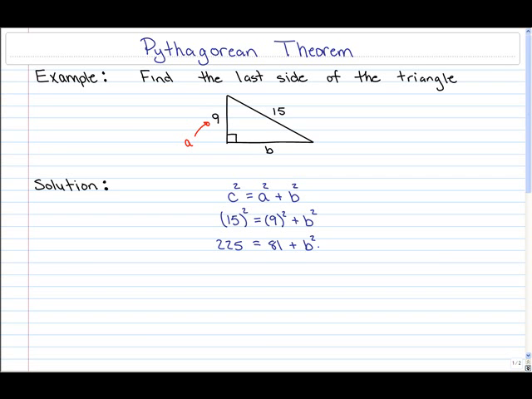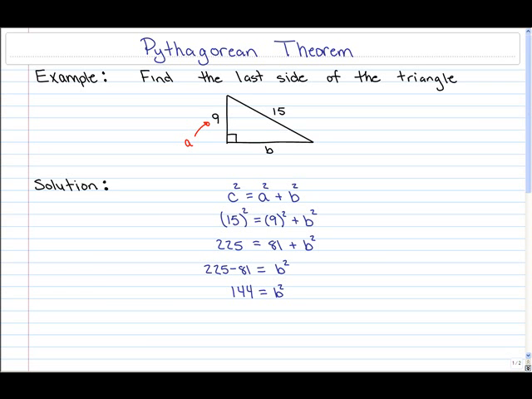Again, the main goal here is to try to solve for B. So what I'm going to do now is subtract 81 from both sides. So I'm going to subtract 81 on the left-hand side, and I'm going to subtract 81 on the right-hand side, which would cancel out with this 81 shown here. So on the right-hand side, I have B squared now equals, on the left-hand side, 225 minus 81, which works out to a number of 144.